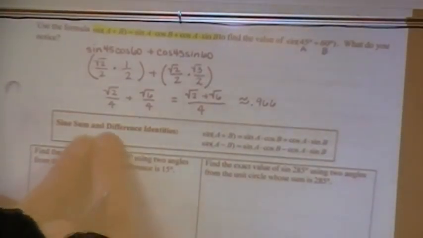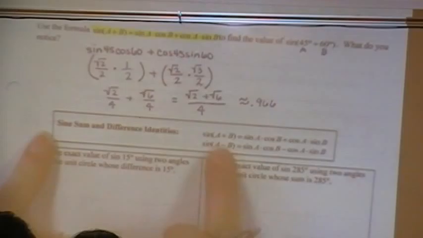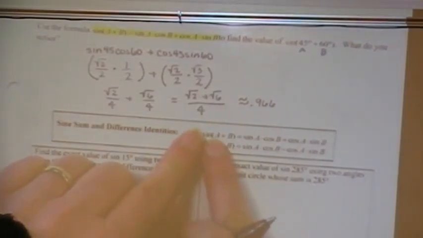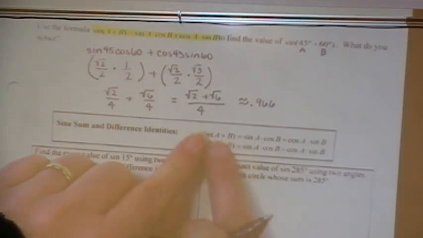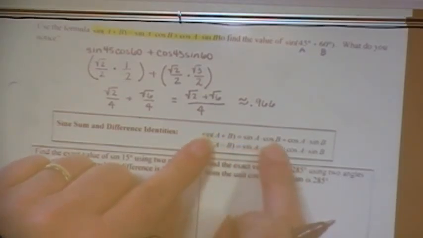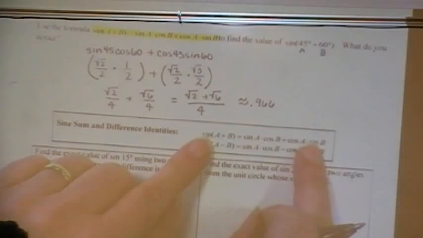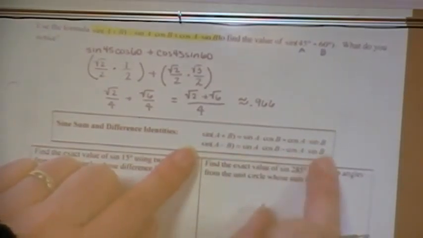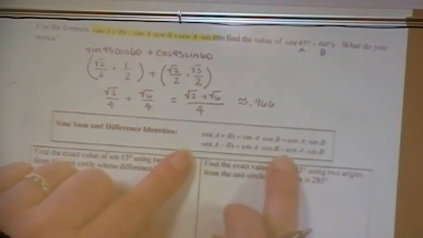Okay, so here are the identities. It works for sums and differences. So just look real quick. Sum identity: sine of A plus B, those are any two angles, equals sine A cosine B plus cosine A sine B. If you've got subtraction, it's the exact same thing, it's just a subtraction in the center.